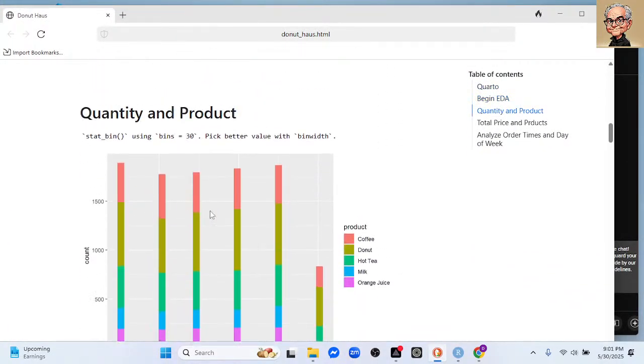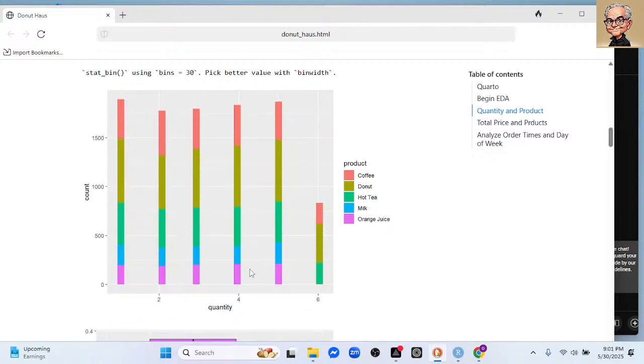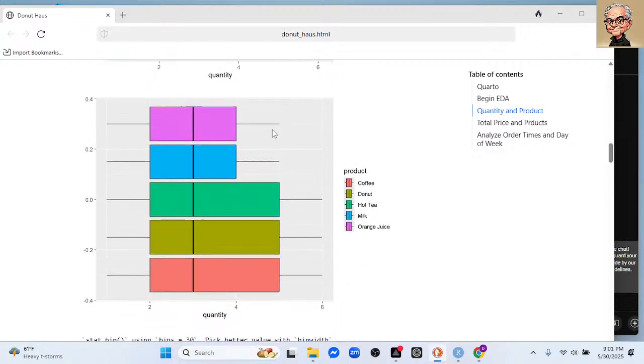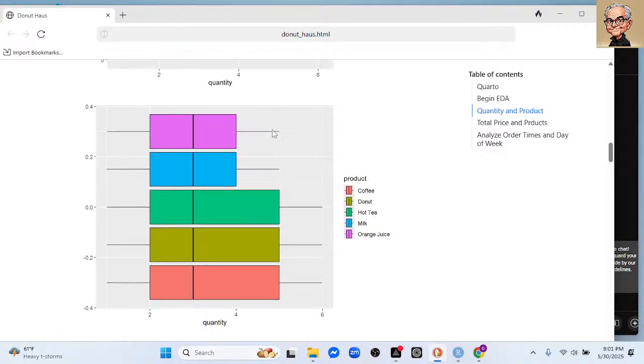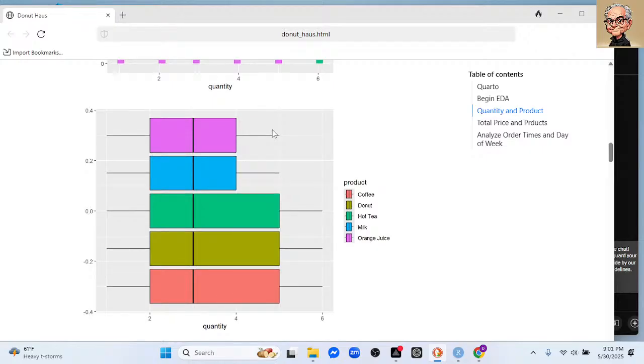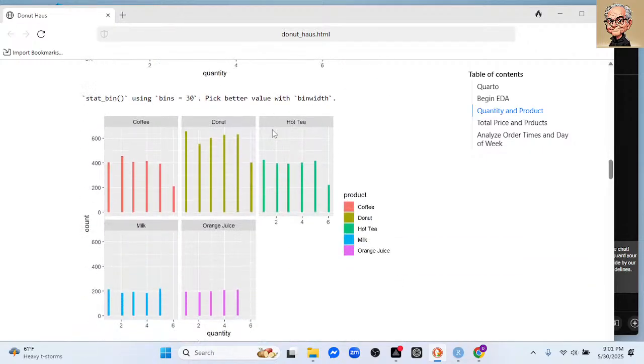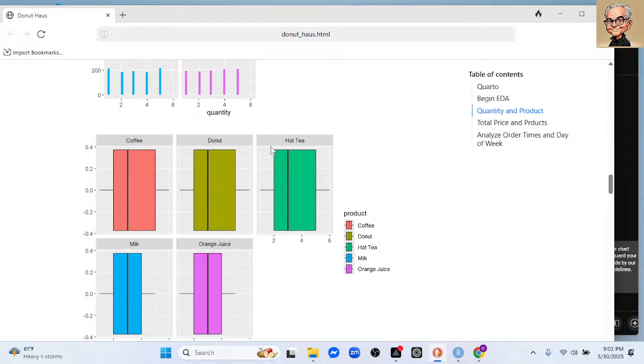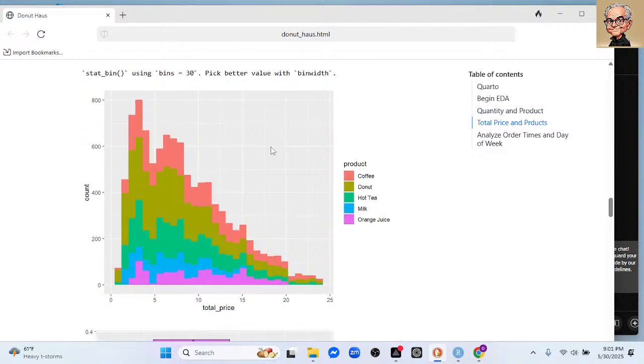So this is actually a histogram with the quantity sold on the x-axis, and this would be the number of occurrences for each quantity. You can see that the biggest quantity is donuts, followed by coffee. And you've got a nice colorful box plot here by product, and individual histograms by product. Again, donuts is the biggest one, followed by probably coffee. Again, a nice even thing. This is a really interesting plot, histogram here.